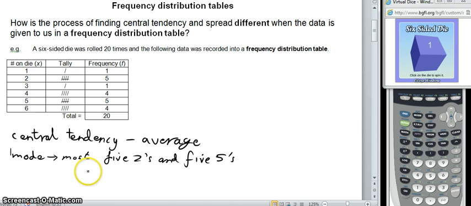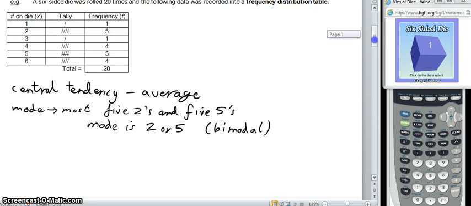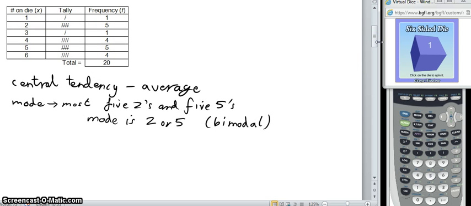The mode then is 2 or 5, which doesn't really tell us much. Officially, because there's 2 of them, it is bimodal. Often that doesn't tell us a lot because you can see they're very different. We got a 2 and we got a 5. Okay, moving through, let's go with the median next.